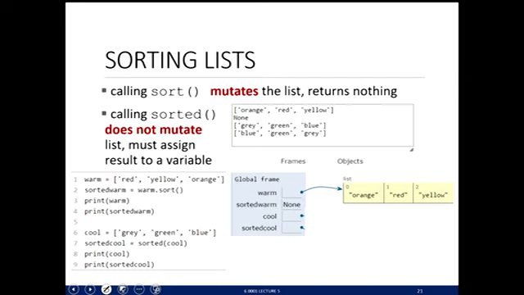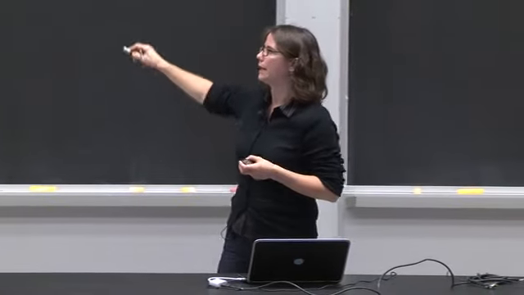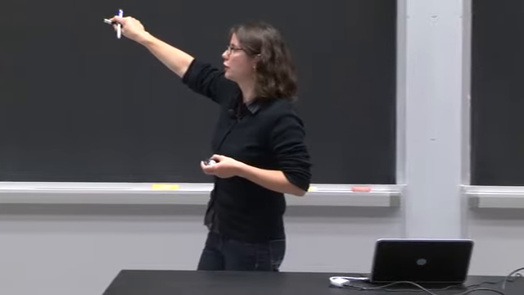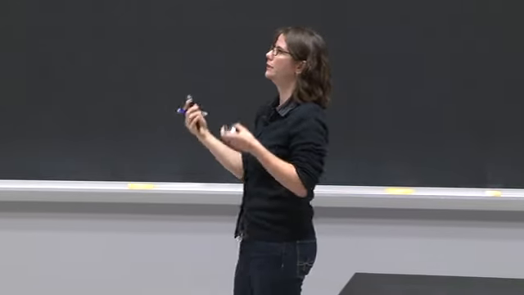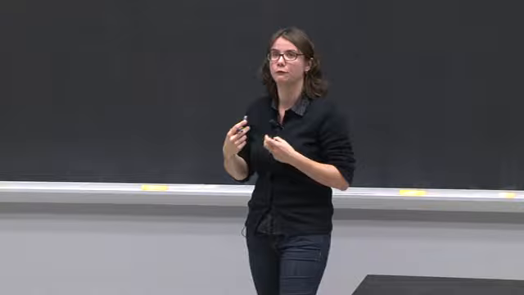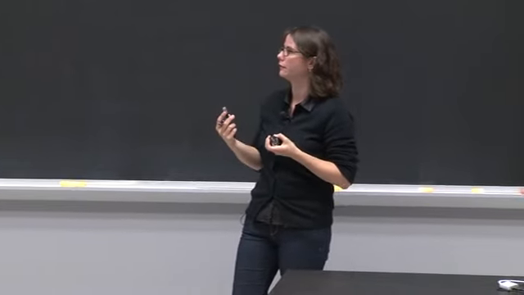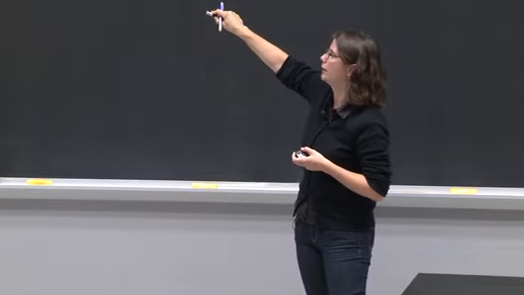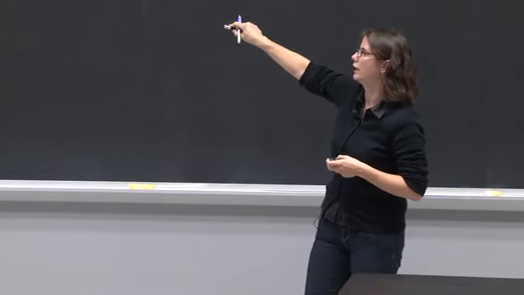And notice that I've assigned the return of this to sorted warm. And the return is none because L.sort or dot sort mutated the list. Right? It didn't return a sorted version of the list. It mutated the list itself. Okay. So when I print warm and I print sorted warm, I'm printing the mutated version and then this none here.